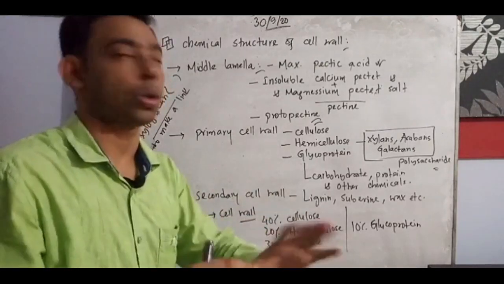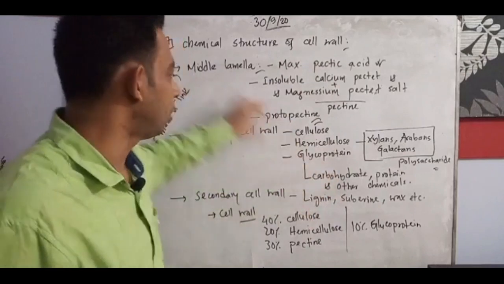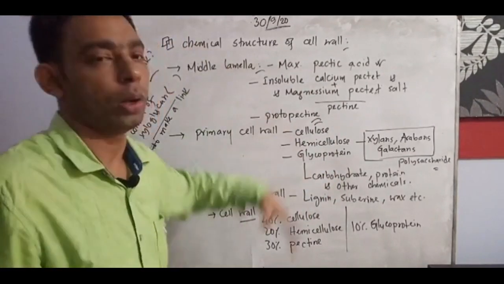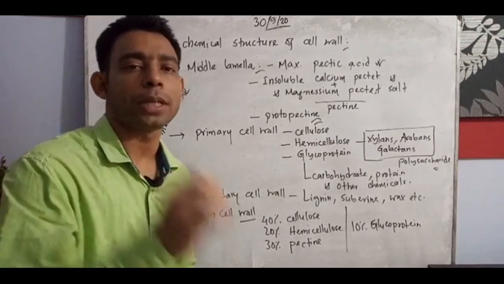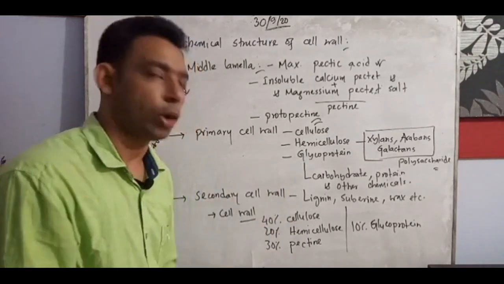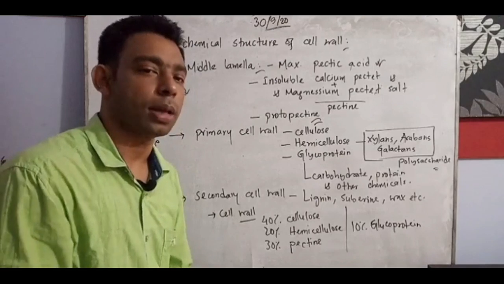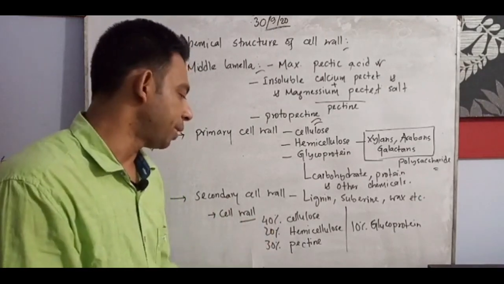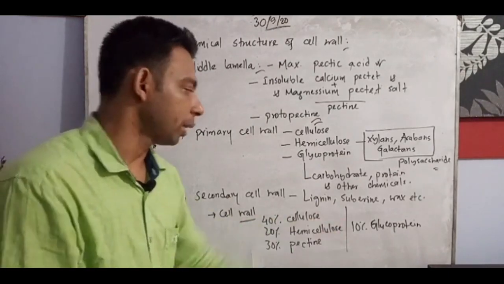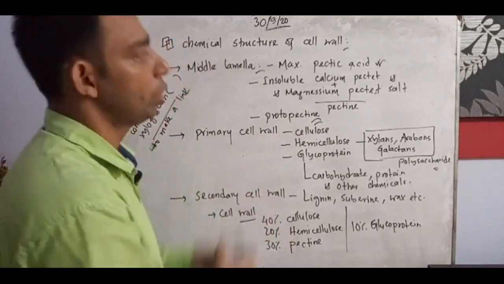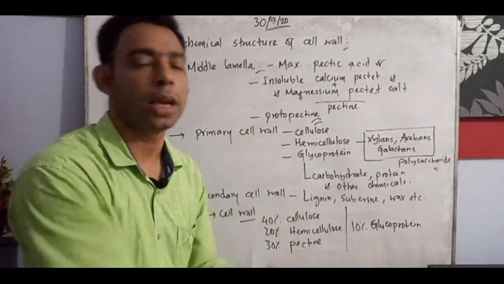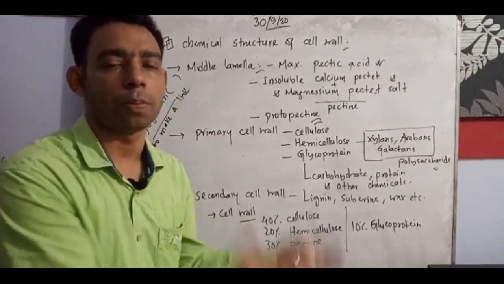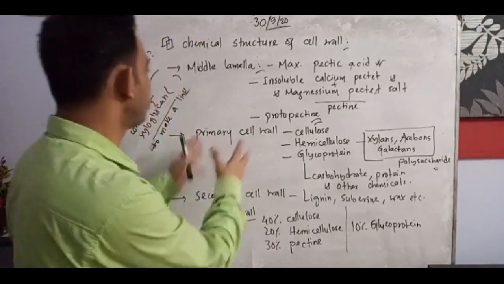The cell wall is composed of many things: the wall, middle lamella, secondary wall. But what amount of cellulose is present in the cell wall? You will write 40%. Hemicellulose is 20%, pectin 30%, glycoprotein 10%. These are the chemical structure, meaning the chemical constituents composing the cell wall. I hope you understood this one.